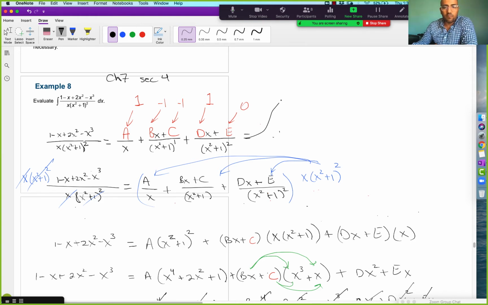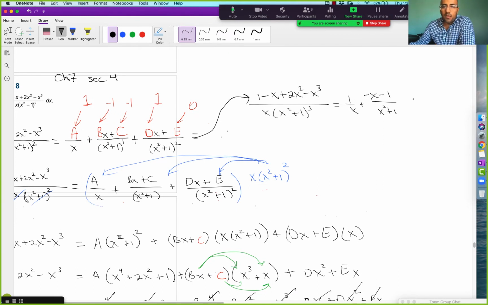You know what? Let's put it up here. So now all of this work lets me know that, in fact, 1 minus x plus 2x squared minus x cubed all over x times x squared plus 1 cubed can actually be rewritten as 1 over x plus negative x minus 1 all over x squared plus 1, and then plus, we have x squared plus 1 squared and just x up there.